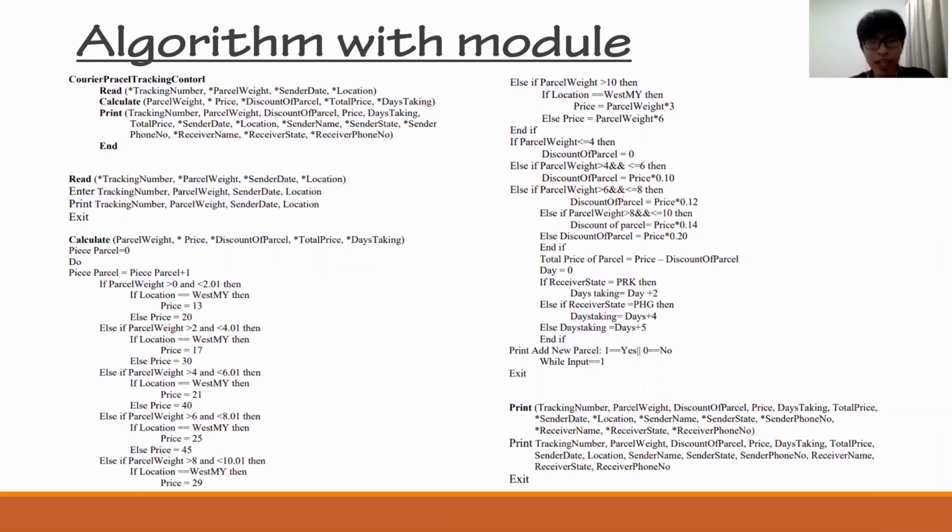For the calculate section, it covers the calculation of the parcel weight, the discount, the total price, the price, and also the days taking from one place to another. The print section is the final output of the algorithm, where you print all the output from the system, like tracking number, parcel weight, discount, and all the input data we insert into the system. It is separated into three to make it easier for users or other people to check and see the algorithm.